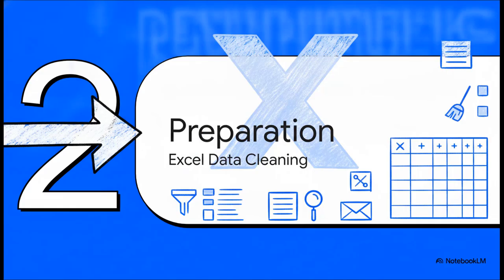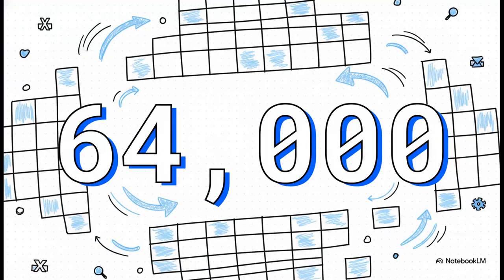Moving on to Section 2, Preparation, Excel Data Cleaning, the refining process. Quick fun fact for you, just to emphasize the massive scale we're actually working with here. Did you know there are up to 64,000 possible unique cell formats in a single modern XLS file? Yeah, 64,000. Excel is an absolute powerhouse of a refining workbench if you actually know how to wield it.